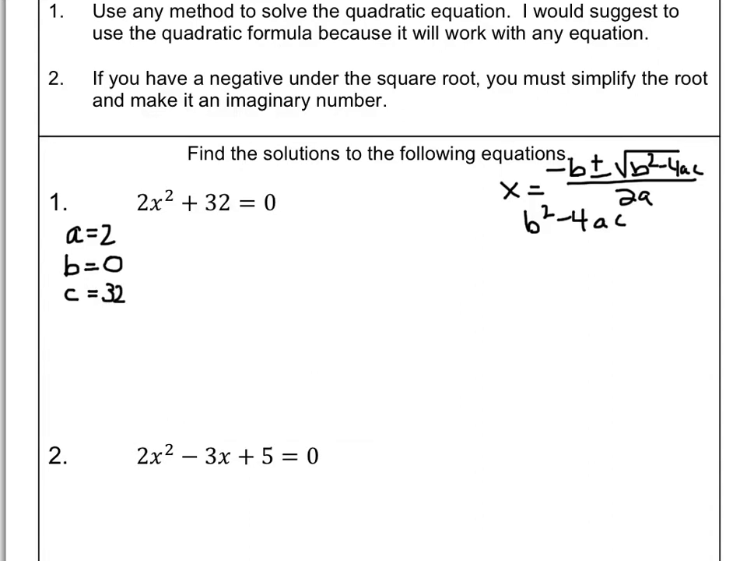Okay. So as we go through and solve this equation, I'm going to plug this into the discriminant, b squared minus 4ac. b squared is 0 squared, minus 4 times a is 2 and c is 32. As I look at this, 0 squared is 0, and minus 4 times 2 is 8. 8 times 32 is 256. So the discriminant here is negative 256.